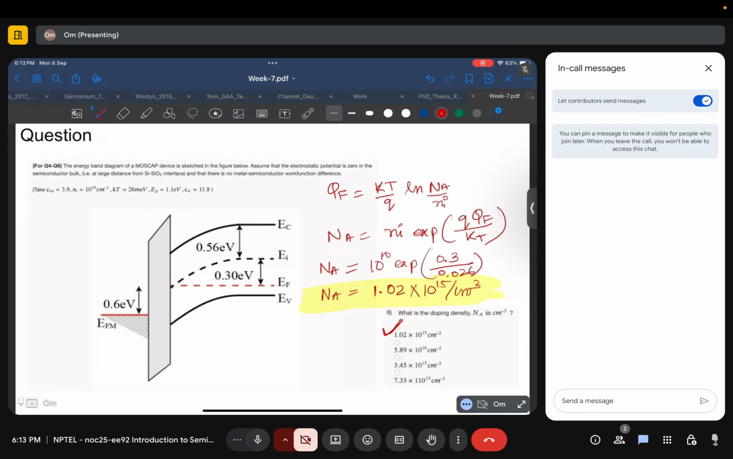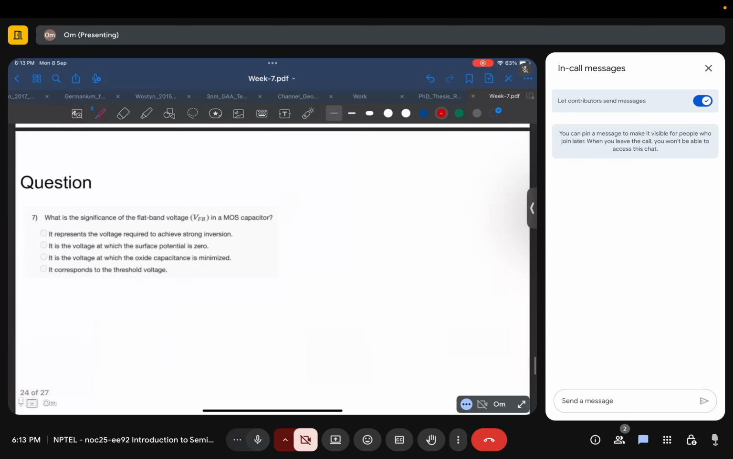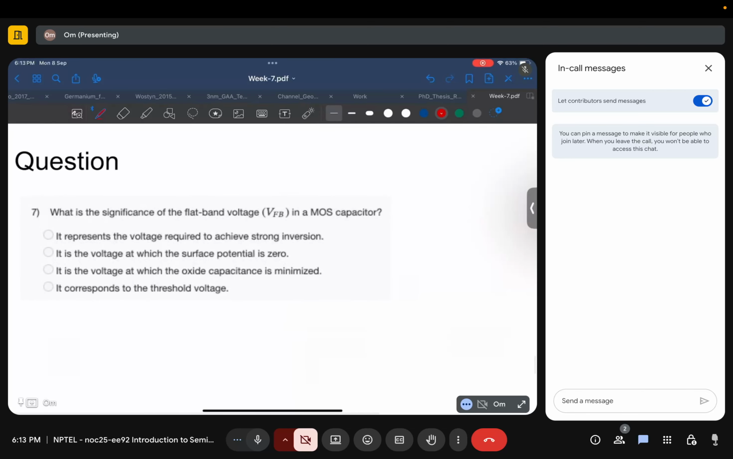Okay, next question. What is the significance of the flat band voltage in a MOS capacitor? Option A, it represents the voltage required to achieve strong inversion. B, it is the voltage at which surface potential is zero. C, it is the voltage at which oxide capacitance is minimized. D, it corresponds to the threshold voltage.